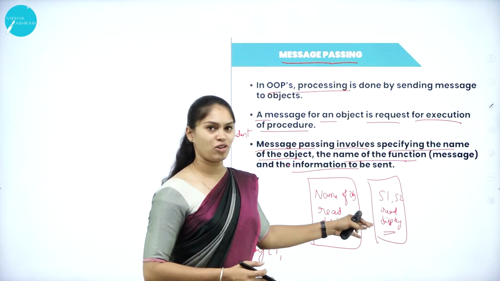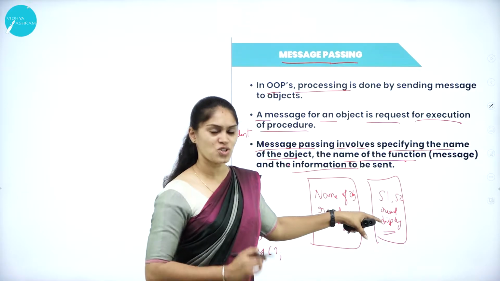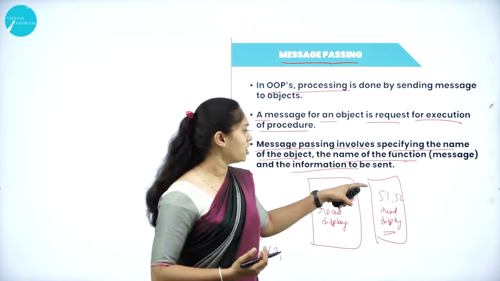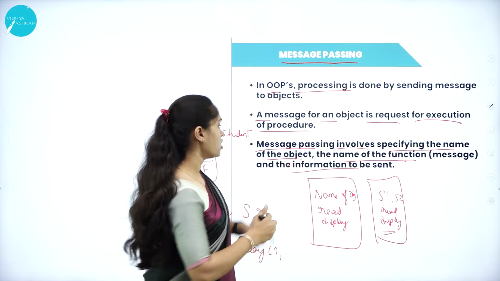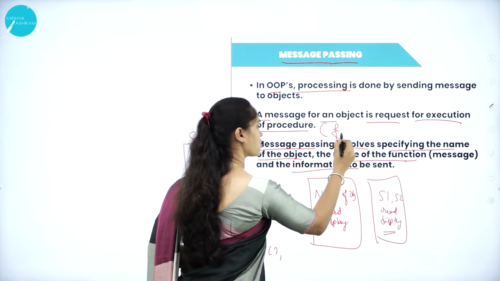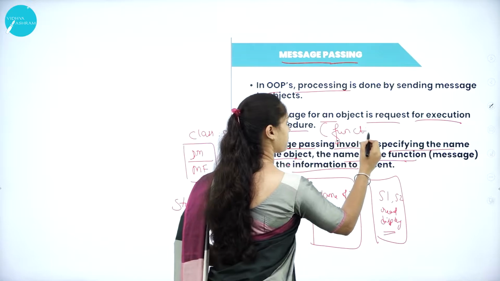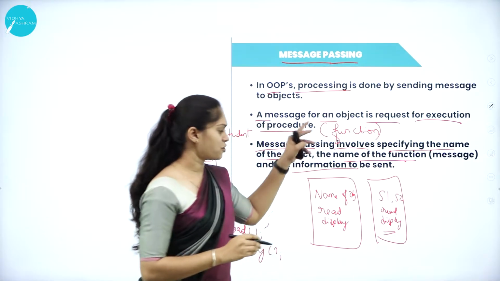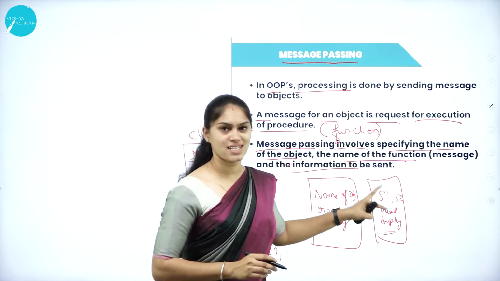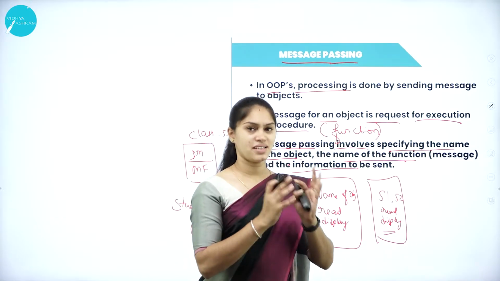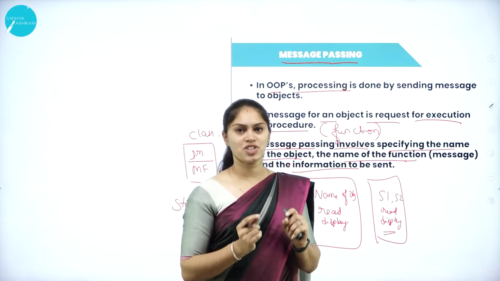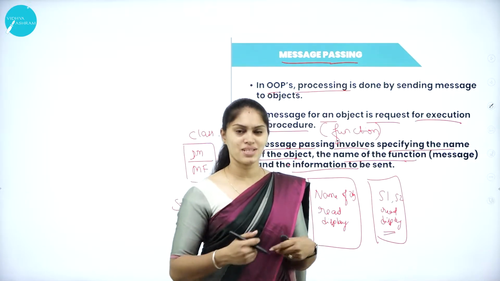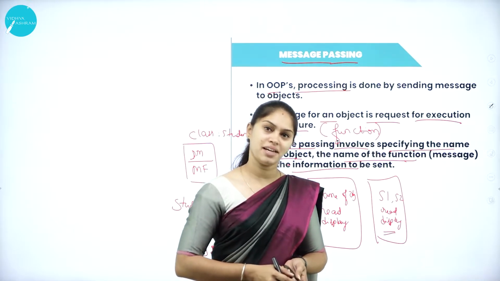So what will it comprise of? We have a name of an object and we have a name of a function. So why do we require a function here? To make it active, or to request the execution of a procedure. The procedure is nothing but a function. So for that purpose, we require all these things. So this is regarding message passing. There will be n number of objects, and in order to have communication from one object to another object, message passing is important.